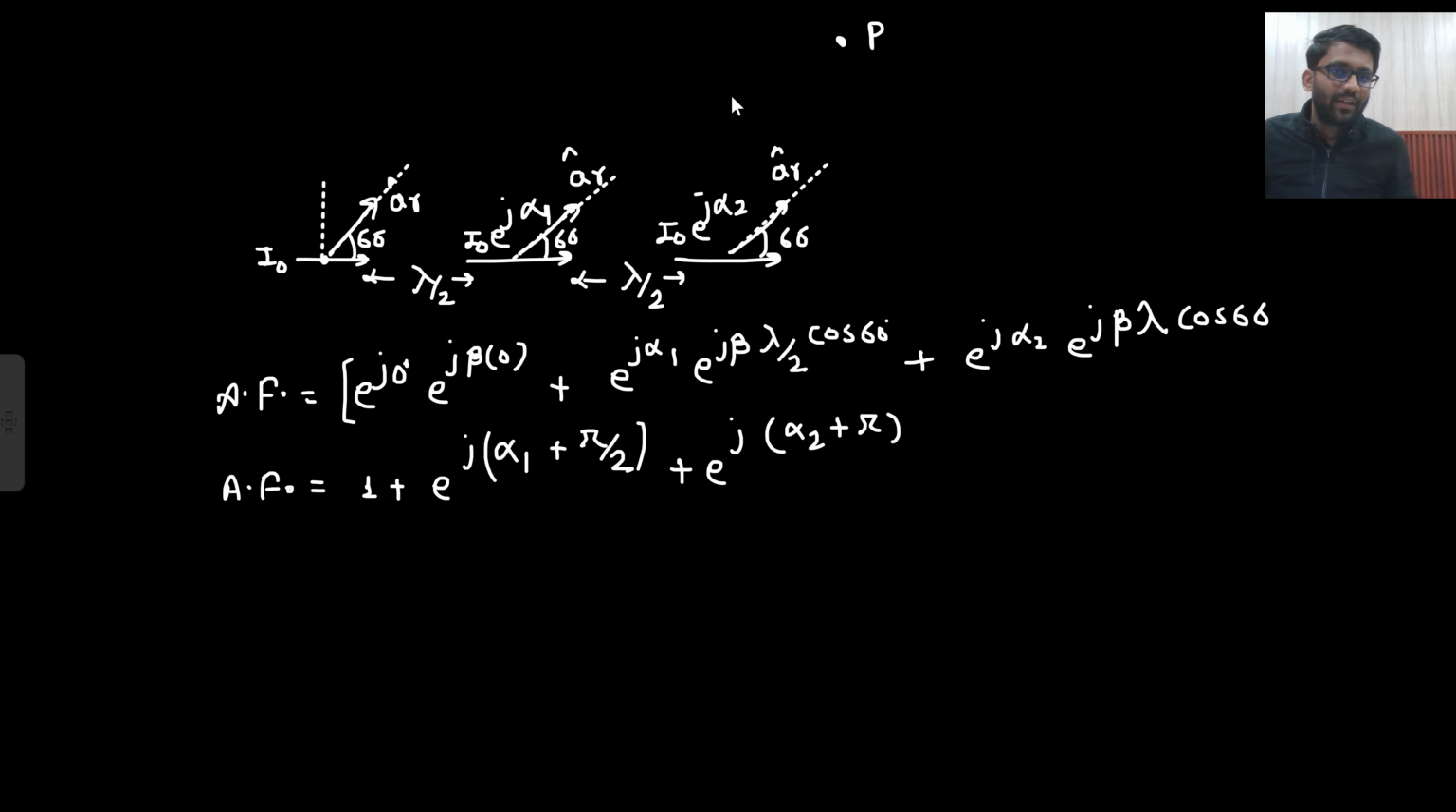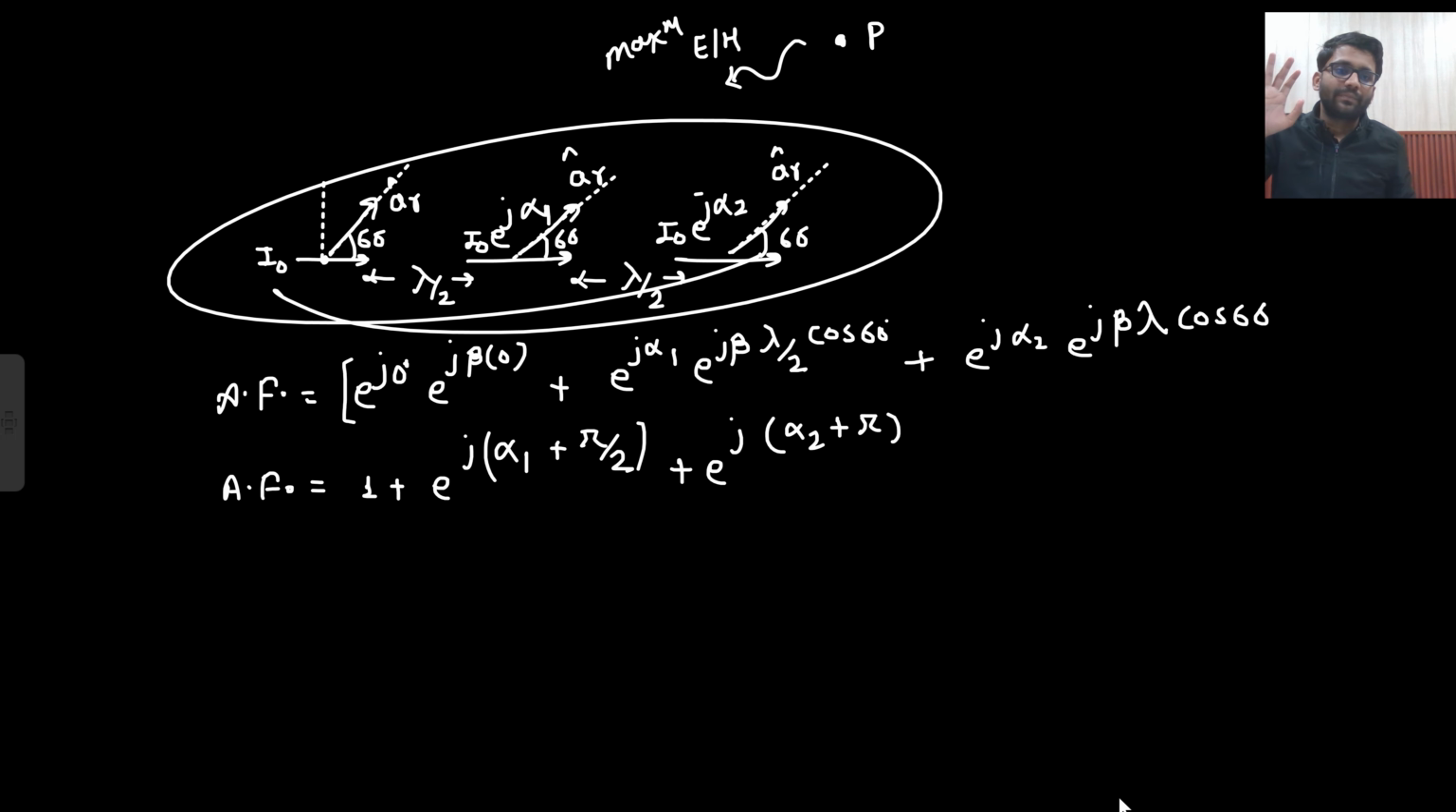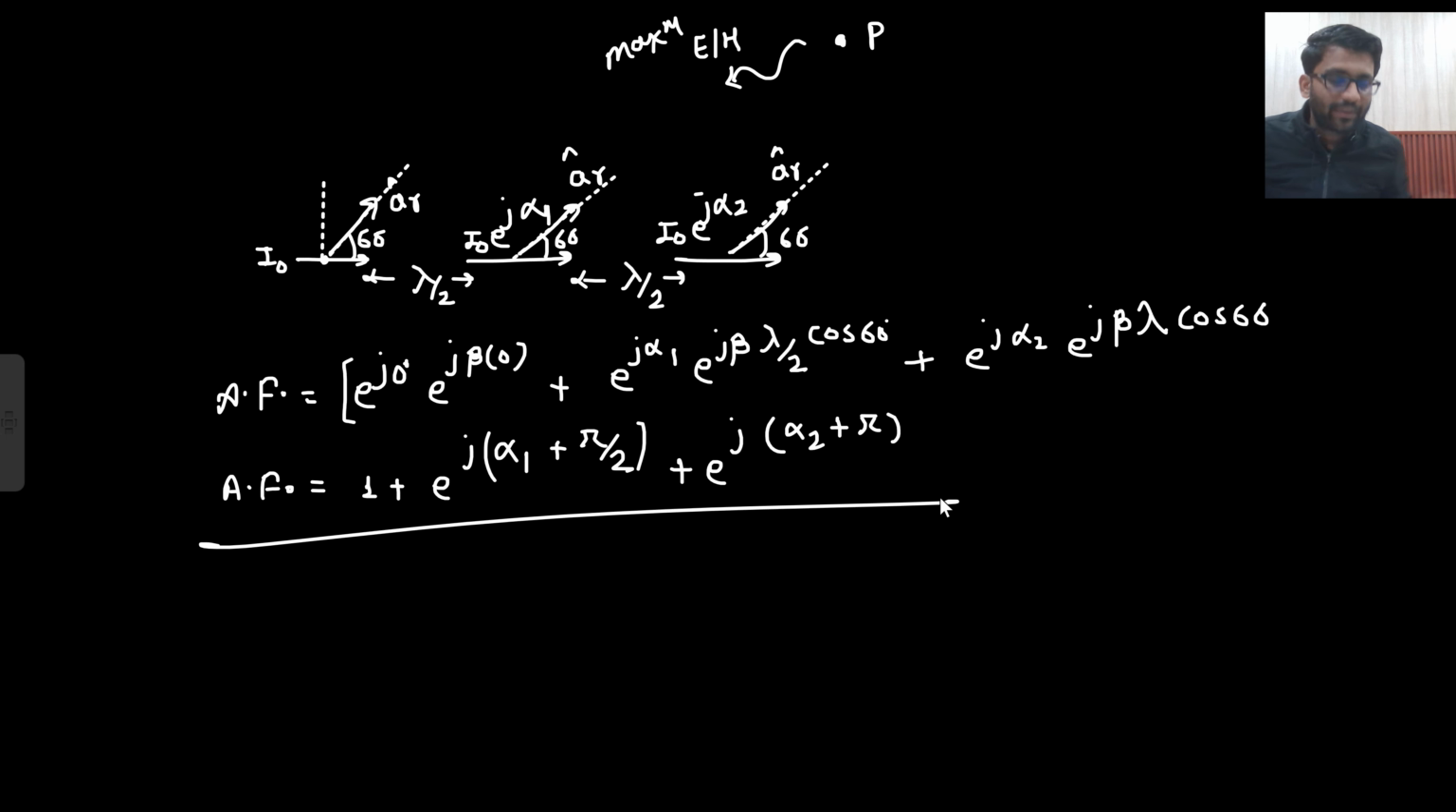Are you getting this point? From the P, what is this? This is the transmitter. So from P, if you need maximum E and H, then this is the setup that you have done. That means here you are getting the maximum value of received signal. That means your array factor has to be maximum, no? Are you getting this point or not?